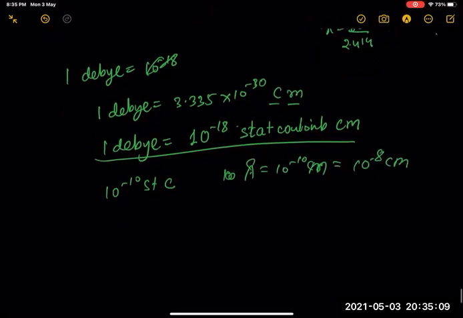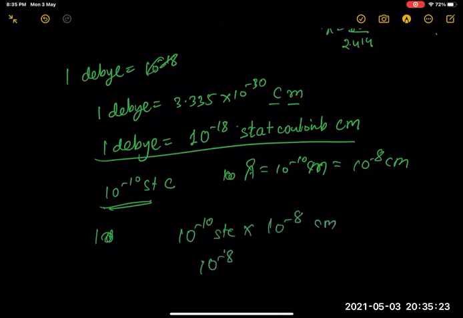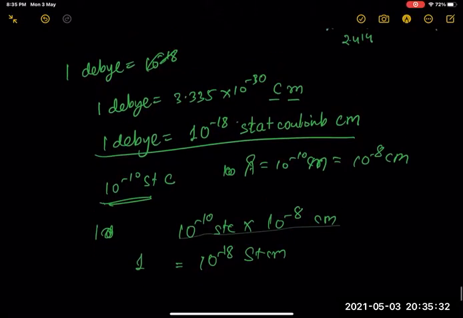So therefore, this is 10 power minus 10 is the charge in stat coulomb, into 10 power minus 8 centimeter. So this is 10 power minus 18 stat coulomb centimeter, which is equal to 1 dBi. So it is 1 dBi. The answer for 55 is 1.